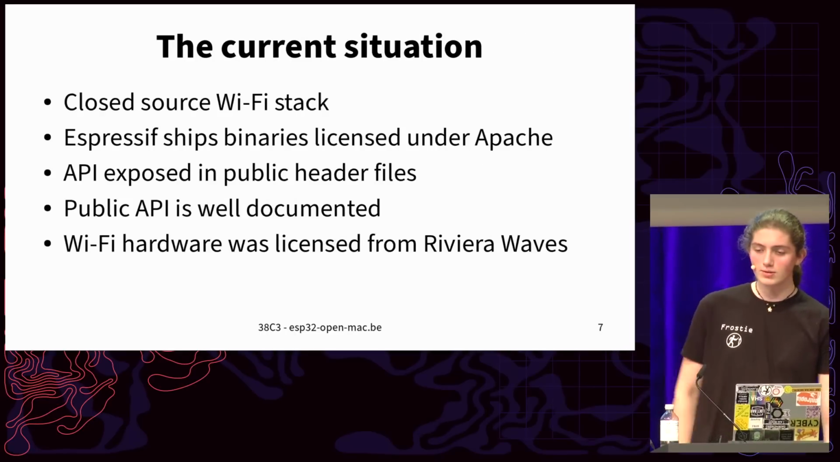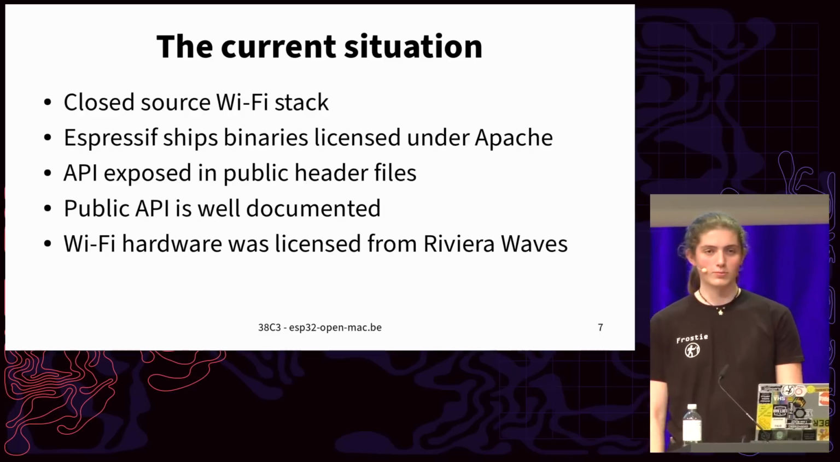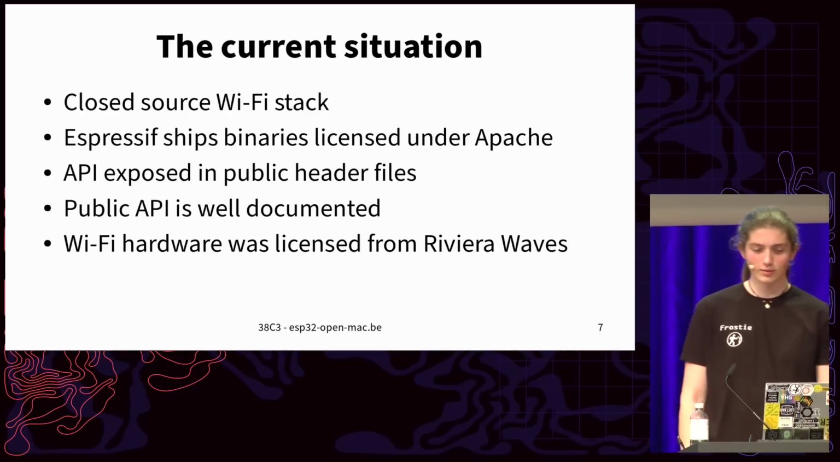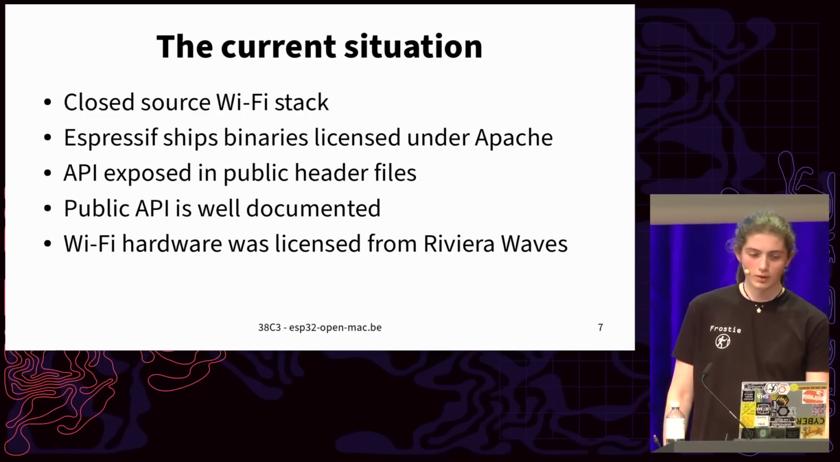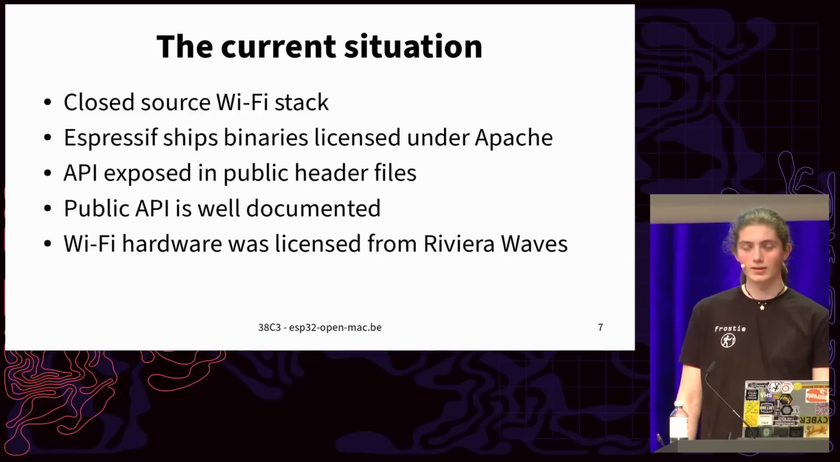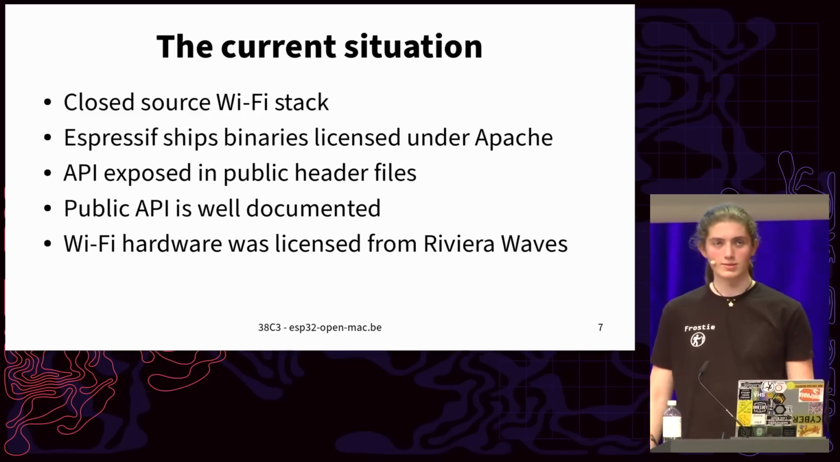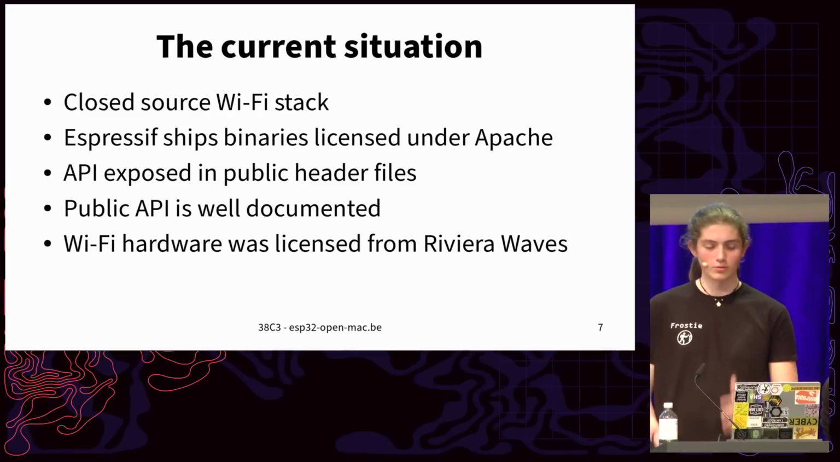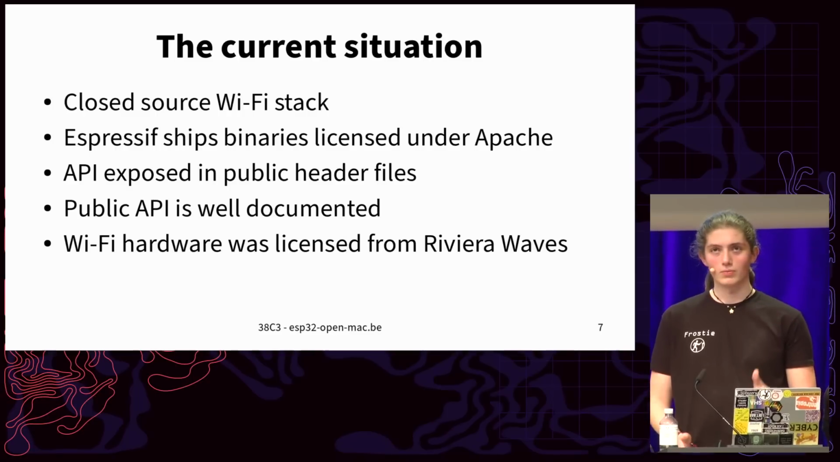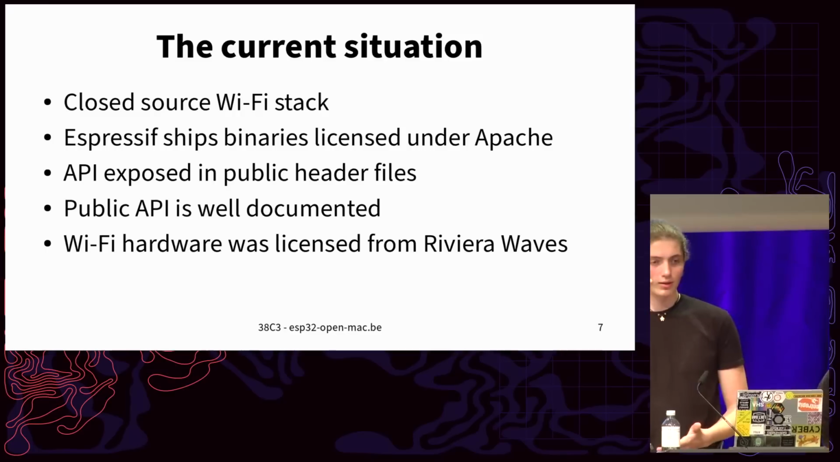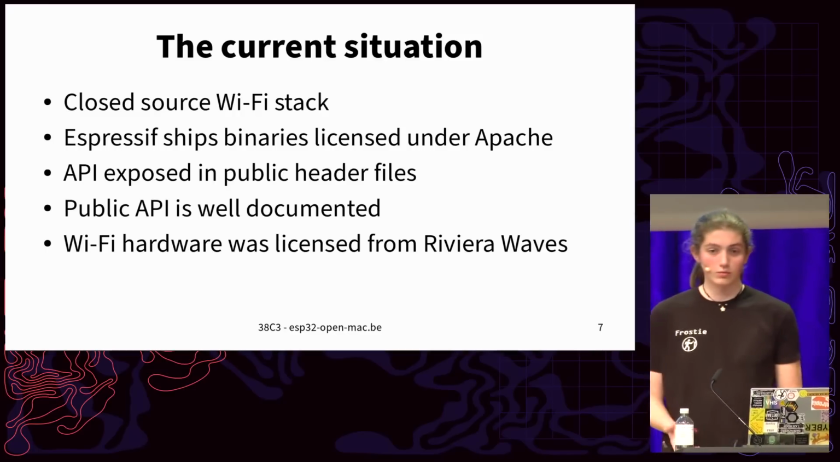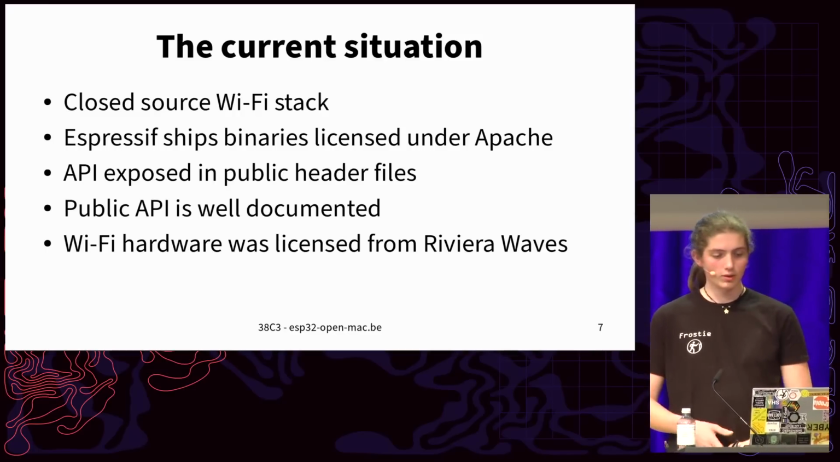And the current situation on the ESP32 is Espressif ships a closed source Wi-Fi stack. The upper parts of it, so that actually implement the protocol, are taken from FreeBSD. And Espressif ships binaries licensed under Apache, so these are just static libraries that are pre-compiled. And an API to those binaries is exposed in a public header file, which is well documented, and the stack really works well. That we have to give to them.